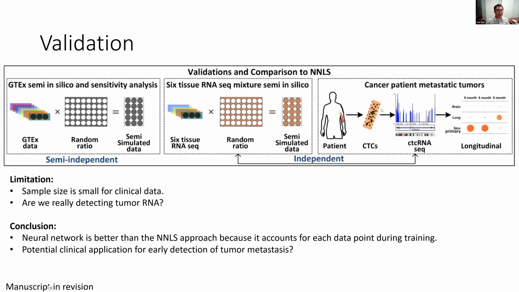And then the third one is the most interesting one. We had one patient who is a skin cancer patient and had a metastasized tumor in brain and lung. And we had longitudinal data on this patient at month 0, month 3, and month 9. So we had different time points, and then we look at the composition of the percentage from brain and lung. We can see initially we detect very little brain and lung material, and as time goes on, we detect more brain and lung as the tumor metastasizes to those sites. So this is an indication of a clinical application of this algorithm.